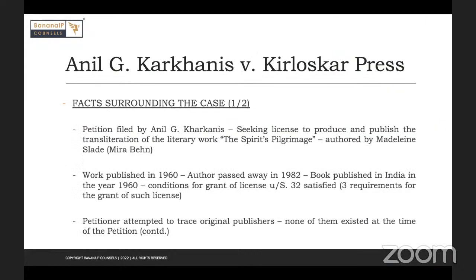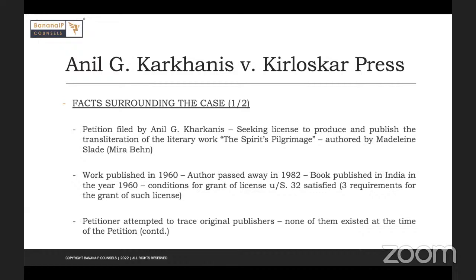Now we'll be moving on to the copyright cases for this section of the presentation. This particular case, Anil G. Karkanis versus Kirloskar Press, was filed as a petition before the Bombay High Court. The petition sought a license to produce and publish the transliteration of the literary work, The Spirit's Pilgrimage, which is a famous literary work authored by Madeline Slade, popularly known as Mirabelle.